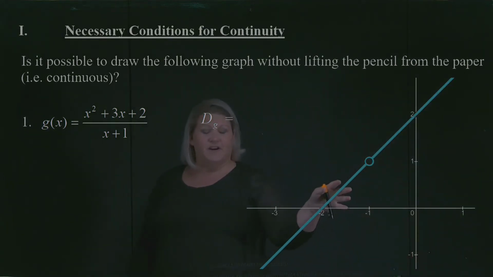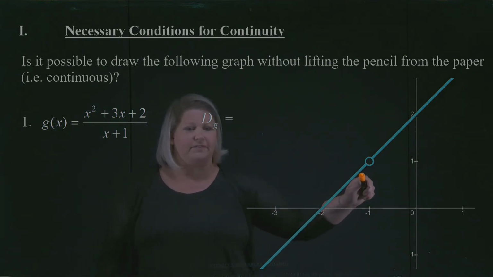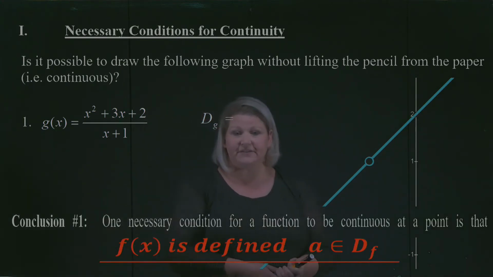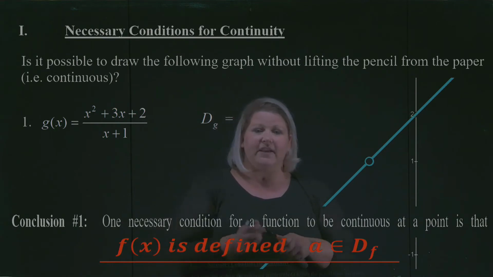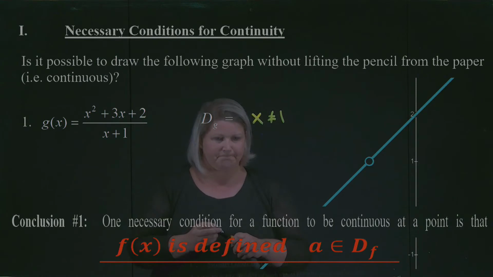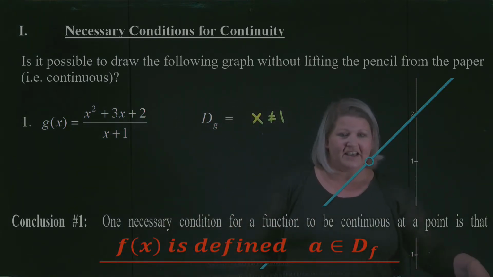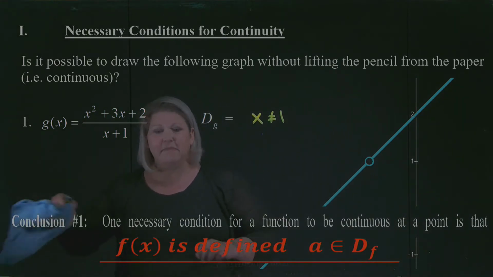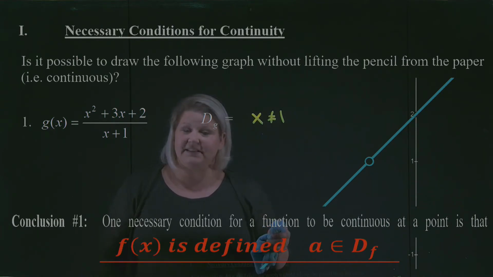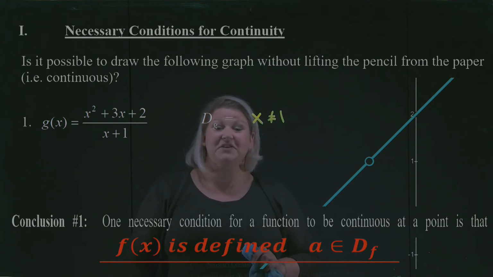Here's a picture of this function if I were to graph it. Can I graph this function without lifting my pencil? No, I really can't. Specifically, the domain of this graph is that x can't equal 1. So the first conclusion for continuity is that f of x must be defined at a. Specifically, a needs to be a part of the domain of f. Let's look at the next condition.